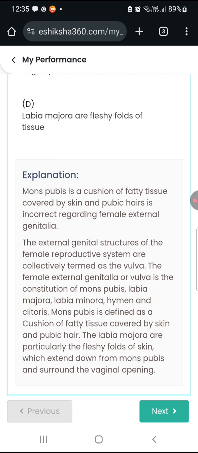The female external genitalia or vulva consists of the mons pubis, labia majora, labia minora, hymen, and clitoris. Mons pubis is defined as a cushion of fatty tissue covered by skin and pubic hair. The labia majora are particularly the fleshy folds of skin which extend down from the mons pubis and surround the vaginal opening.